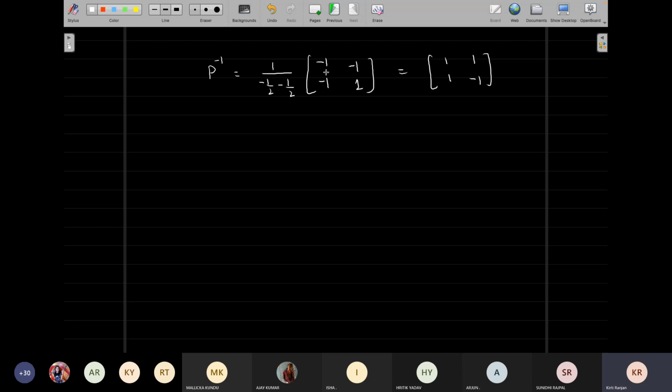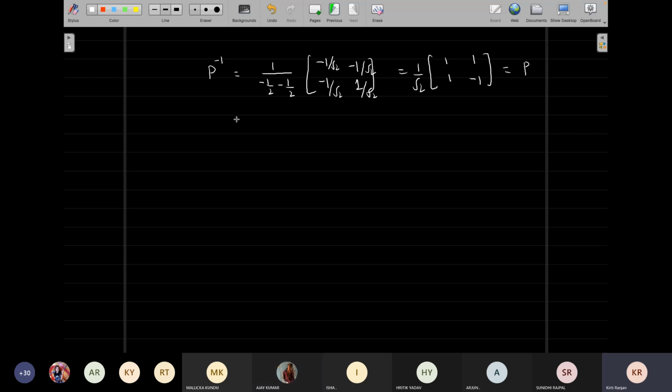Why will it come? Because each of these was 1 by root 2. I am just writing it because I know plenty of you, while doing this, do not take care of this 1 over root 2 factor appropriately when you take it outside. Anyway, let's just write down 1 over root 2. This will turn out to be exactly P if you just go back and look into it.